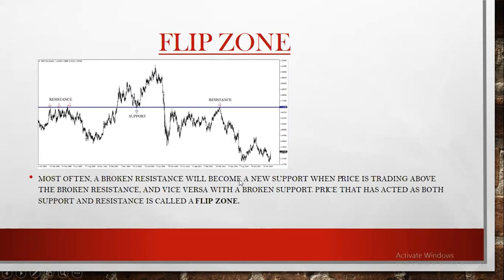Most often a broken resistance will become a new support when price is trading above the broken resistance, and vice versa with the broken support. Price that has acted as both support and resistance is called a flip zone. So that's a flip zone. As you can see, that particular price has acted as both support and resistance. So that's your flip zone. Okay.